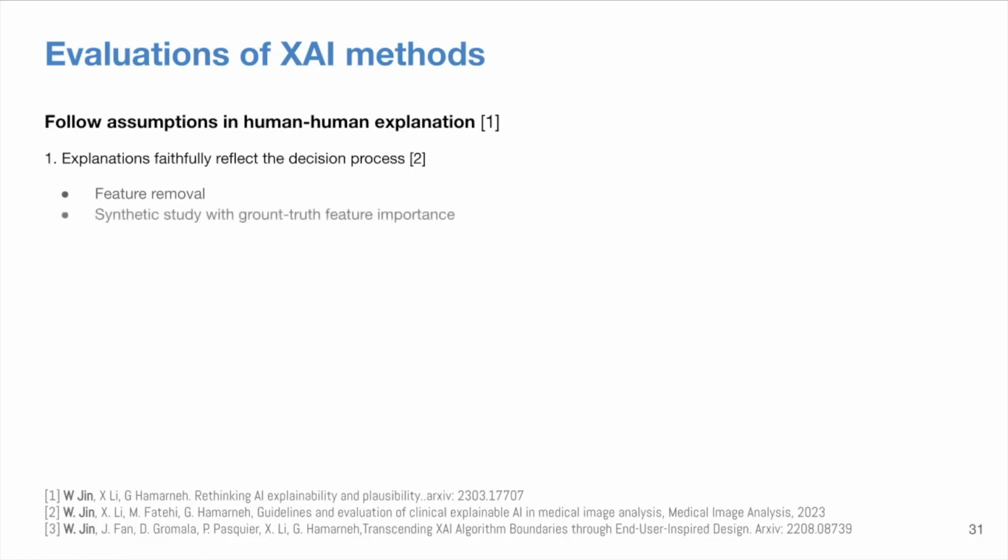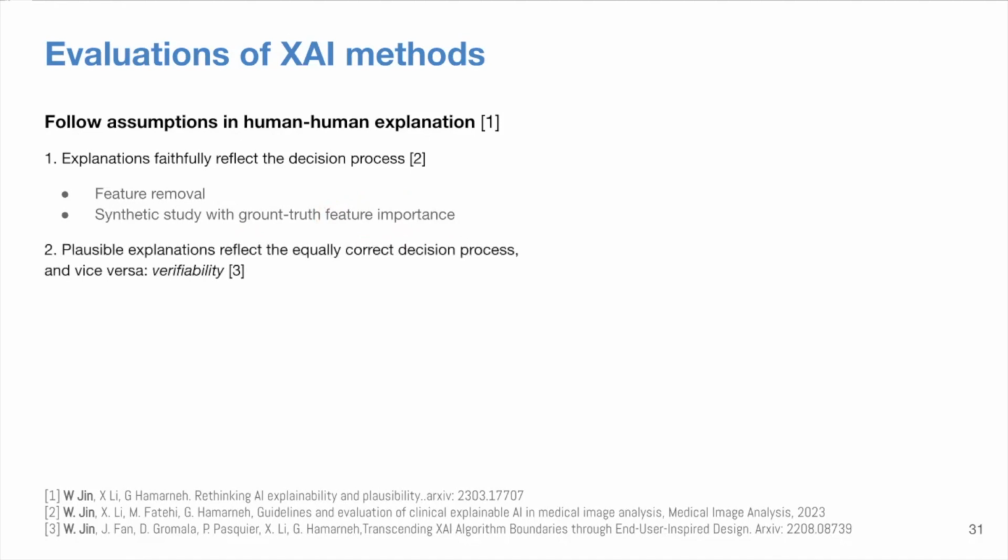And the other method is to construct a synthetic data set. With this data set, we know the ground truth feature importance. And if the model learned well, it captures the ground truth feature importance. And then we measure how the explanation aligns with those ground truth important features as a measurement of the faithfulness.